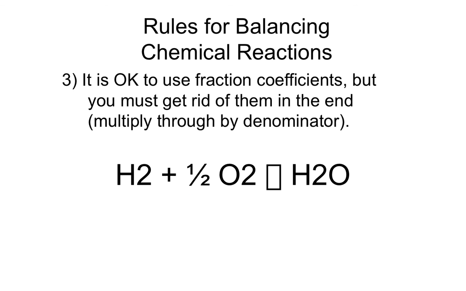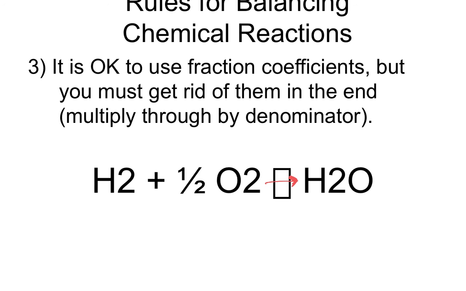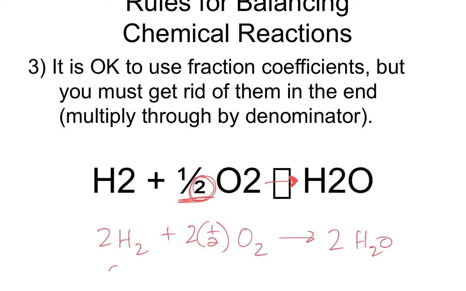It's okay to use fraction coefficients, but you must get rid of them in the end by multiplying through by the denominator. So if you use a fraction coefficient here of 1/2, at the end you'd have to multiply everything by this denominator, which is 2, to get rid of that fraction. So you'd have 2H2 plus 2 times 1/2, which would give you 1, O2, 2H2O. And so you'd write 2H2 plus 1O2 gives you 2H2O.